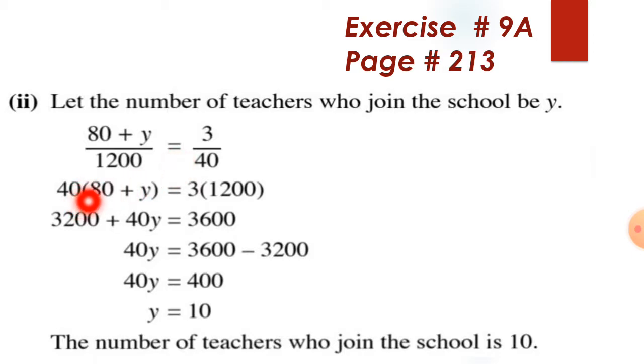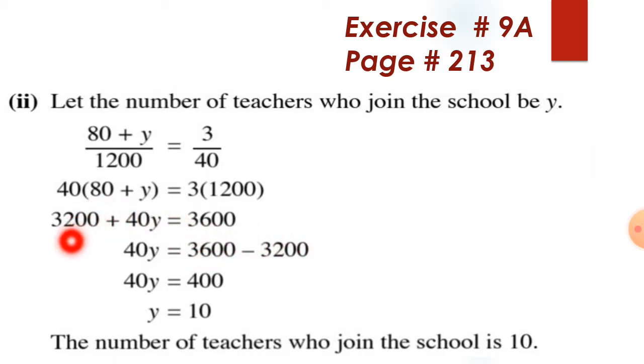Now 40 into (80 plus y) is equal to 3 into 1200. 40 multiplied by 80, you will get 3200, plus 40y. This 40 is going to be multiplied with the 1 of the y, because y has one coefficient, so it will come 40y. 3 multiplied with 1200, you will get 3600. Since 3200 and 3600 do not have any variable, we can subtract them.